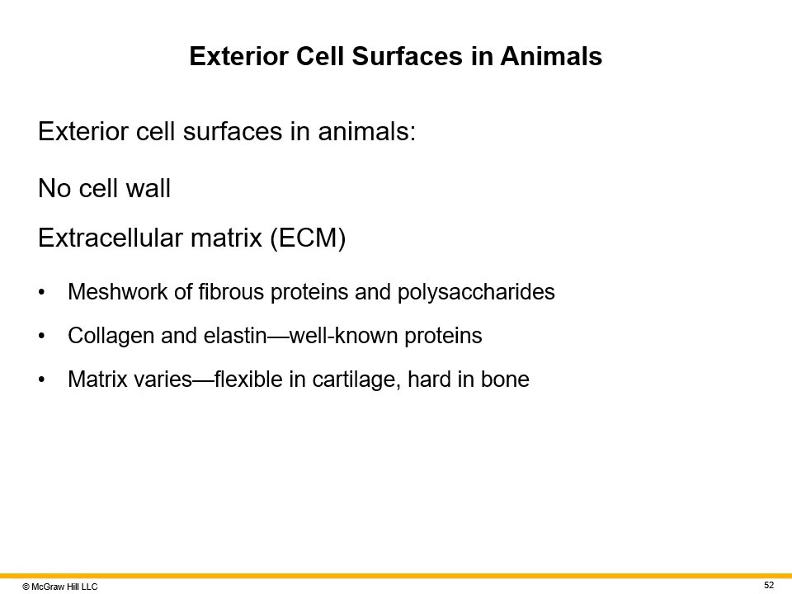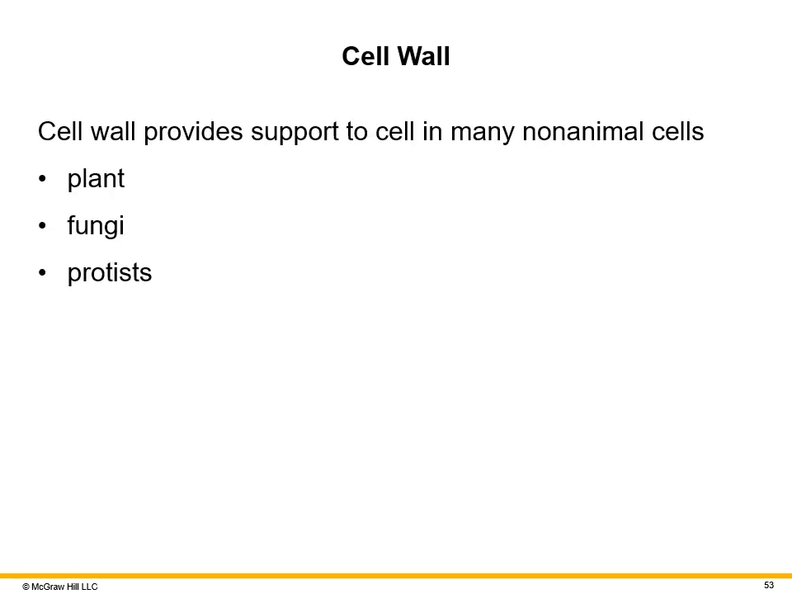If you look at animal cells versus plant cells, animal cells do not have a cell wall. Their extracellular matrix is made up of fibrous proteins and polysaccharides. Collagen and elastin proteins are well-known proteins in the extracellular matrix of animal cells. And the matrix, like I said earlier, varies. In cartilage tissue, the matrix is more flexible, and in bone tissue, the matrix is going to be a lot harder. The cell wall is not only found in plant cells, but also in fungi cells and also protist cells.